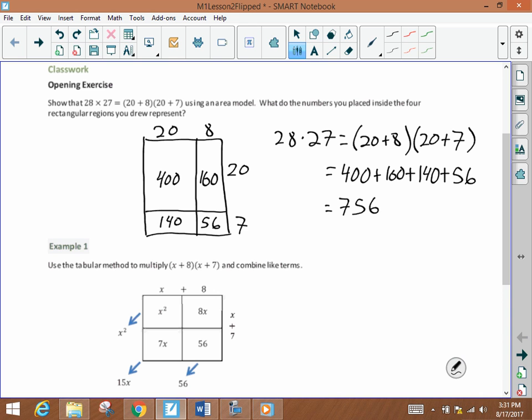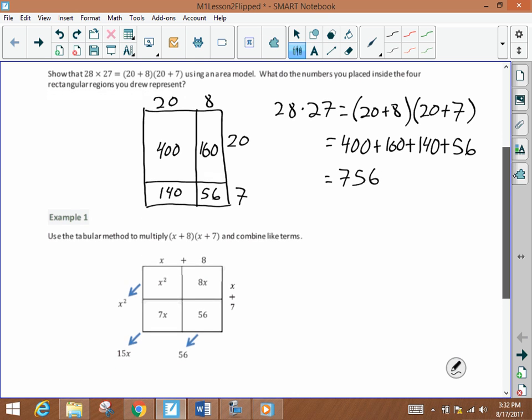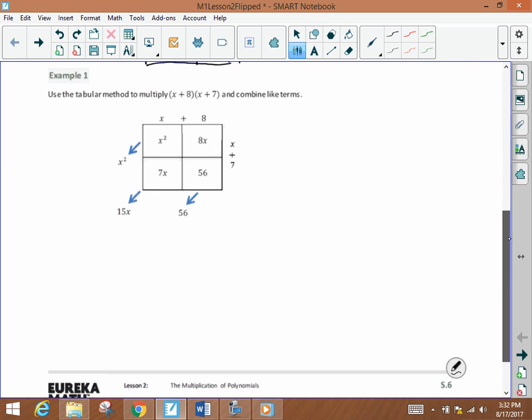So do you see how if I was to FOIL that out, that's the same thing that I would get, right? I have 20 times 20 is 400, and 20 times 7 is 140, 8 times 20 is 160, and so on, right? Well, let's learn a new way to multiply polynomials.